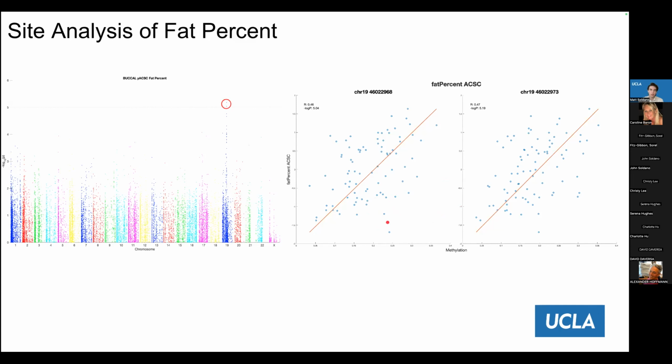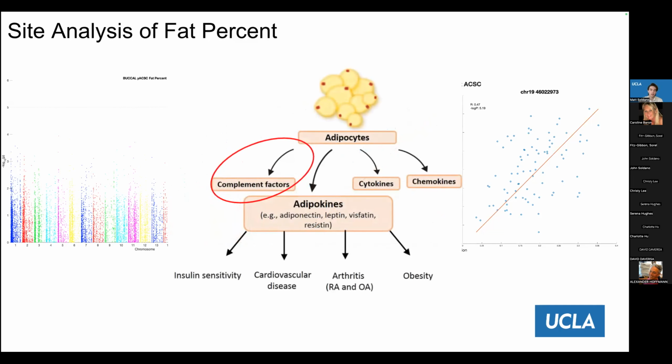So we're trying to understand, okay, we have an inflammatory pathway and we have fat percent. There have been some association studies that have found that fat percent is associated with chronic low-grade inflammation. Now, what is going on here? Why is it associated at this specific gene, and why is it associated with complement factors?